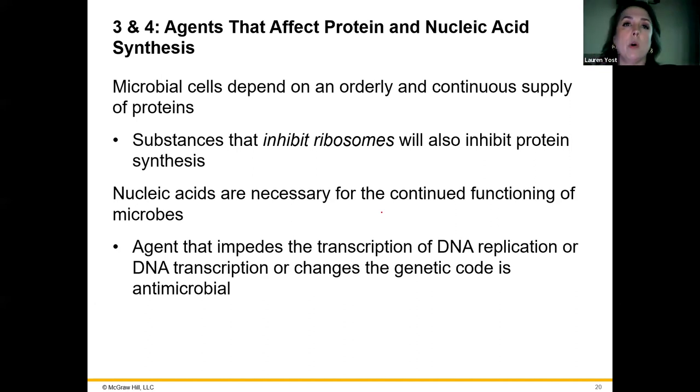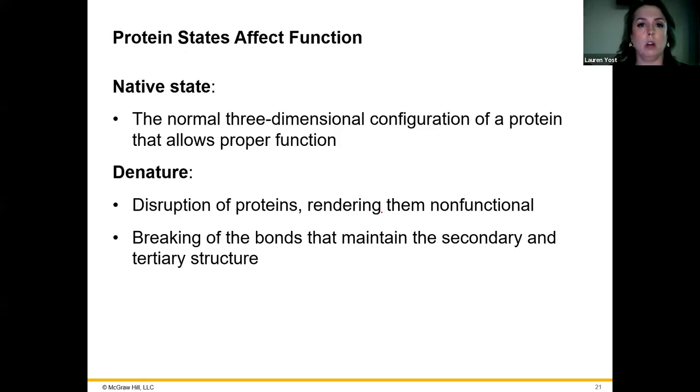Okay. 3 and 4, here we're talking about nucleic acid and protein synthesis. We can inhibit ribosomes. That will also inhibit protein synthesis, but we're mostly going to be talking about denaturation. I'm just being honest here. Nucleic acids are necessary for microbes to make proteins that help drive their whole processes. They can't replicate at all if they can't do this. So with nucleic acids, we are usually going to interfere with transcription or DNA replication of some kind. And we can even alter the DNA code with some of these.